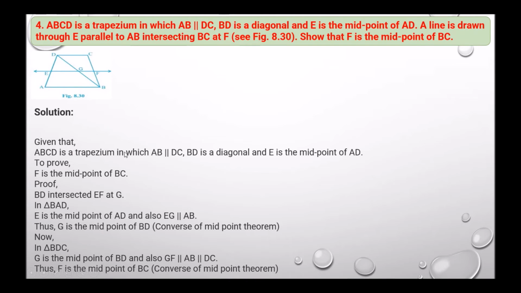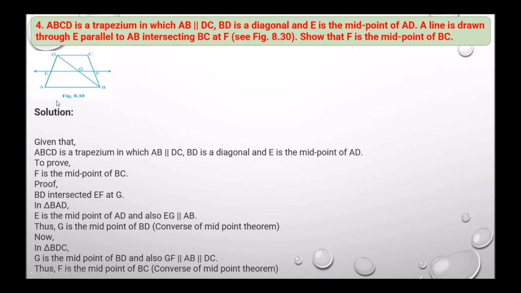Now it is given that ABCD is a trapezium in which AB is parallel to DC, BD is a diagonal, and E is the midpoint of AD. To prove: F is the midpoint of BC.